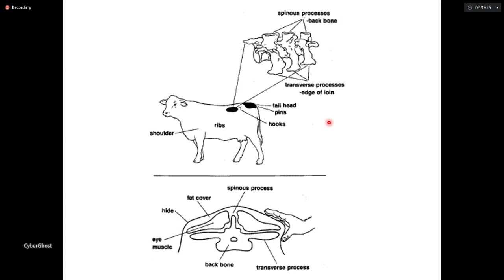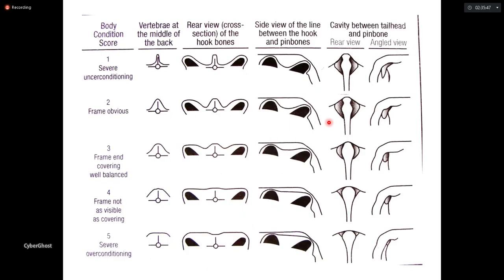We usually check their back bones, right? The hip bones, the ribs, the shoulders, their tails, their pins, and everything, right? Externally, we can touch them, we can observe them, and we give a specific mark for these animals, right? For example, this is a scale showing you how to categorize these animals based on the body condition score. So this is the body condition score 1, 2, 3, 4, and 5, right?